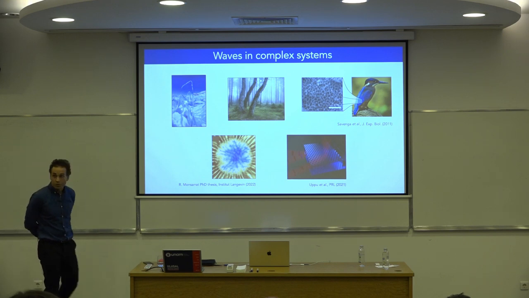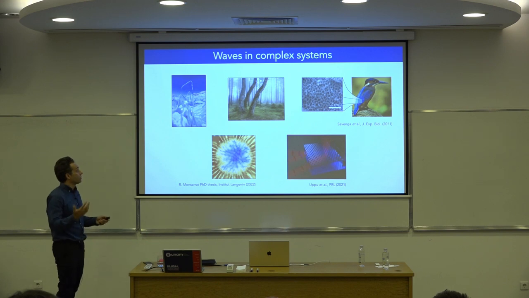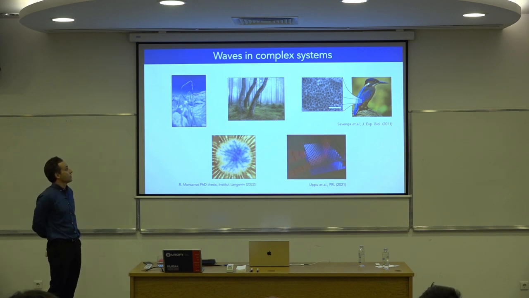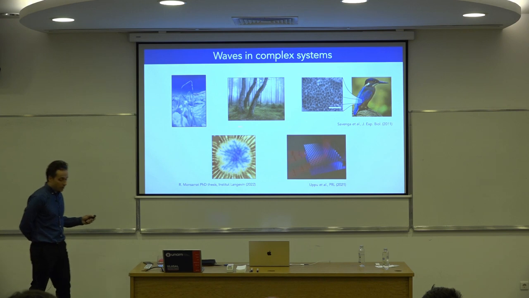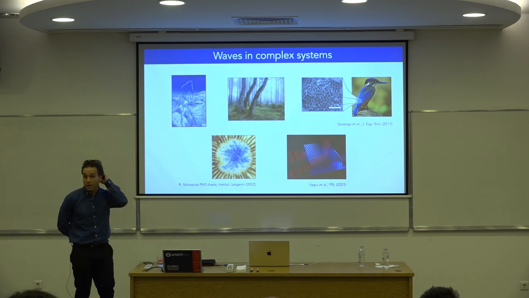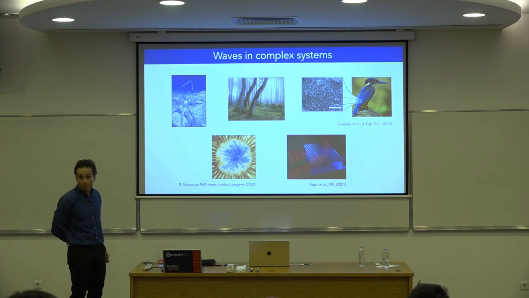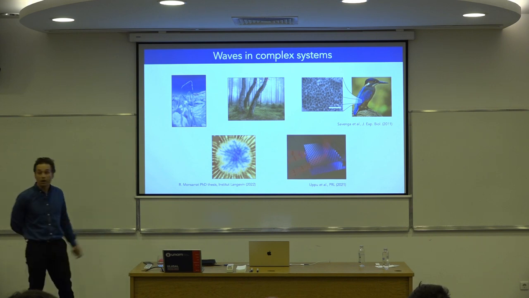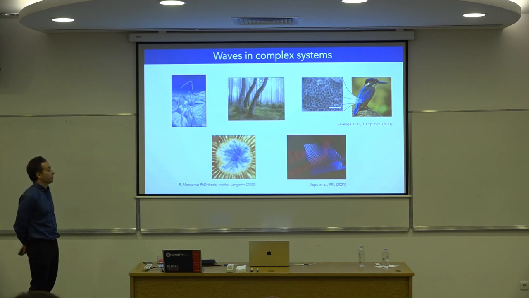Now, when you change the wavelength, things become different. The ratio between the wavelength and the scattering intensities is not the same, and the behavior of the wave will be different. So for example, if I increase the wavelength and I go to radio waves, the fog won't be a problem anymore. But the trees now are a problem. They will start to scatter the radio waves in all directions.